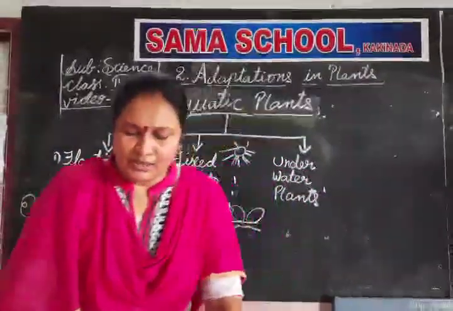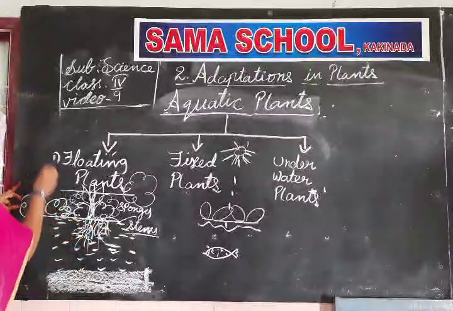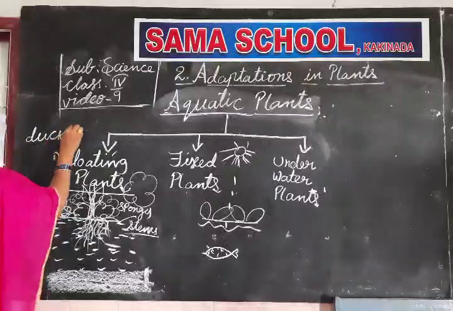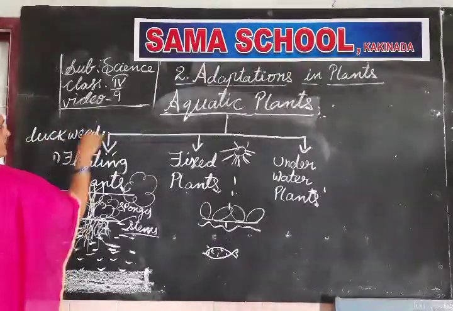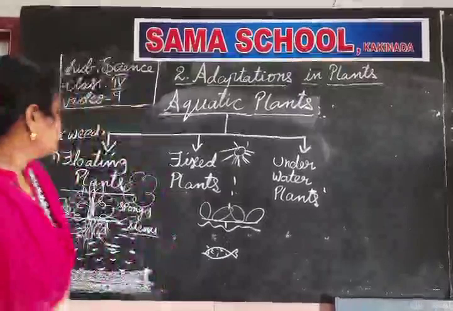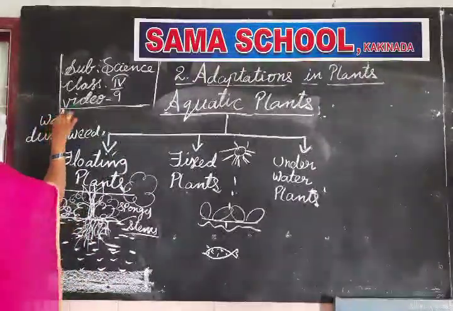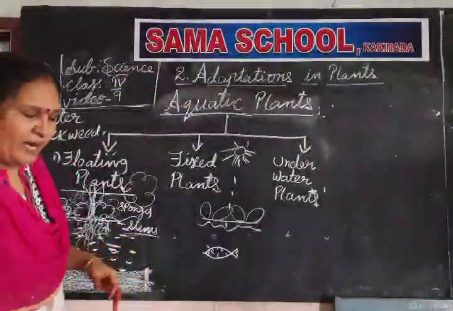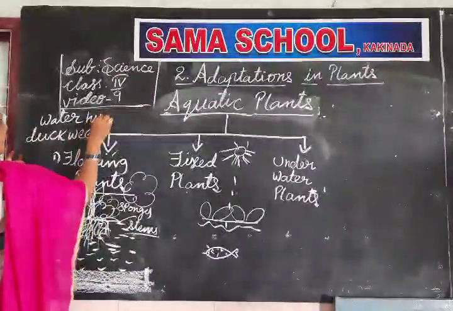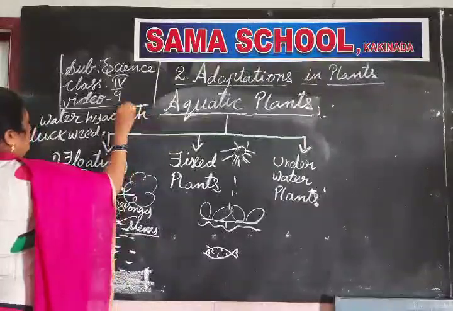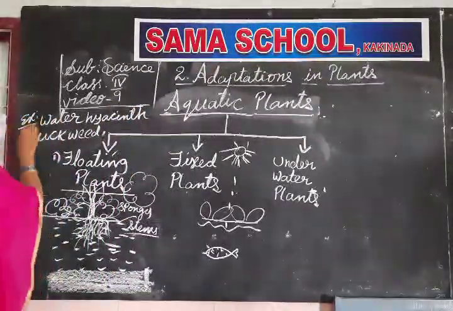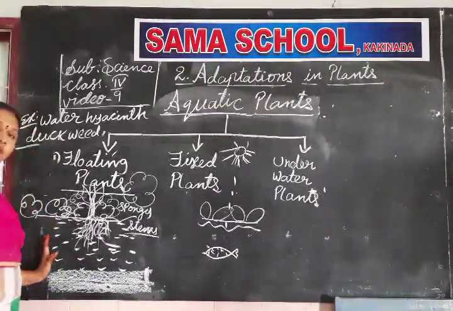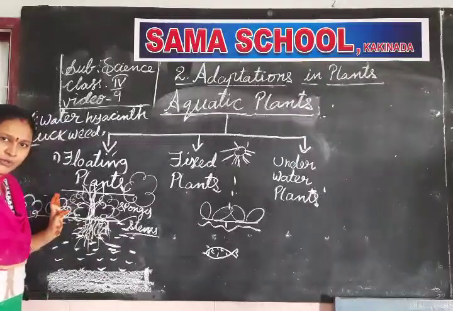For example, what are the examples of these floating plants? Duckweed, water hyacinth. This is the water hyacinth plant. These are some of the examples. These plants grow as floating plants. Okay, ma'am? Do you understand that?